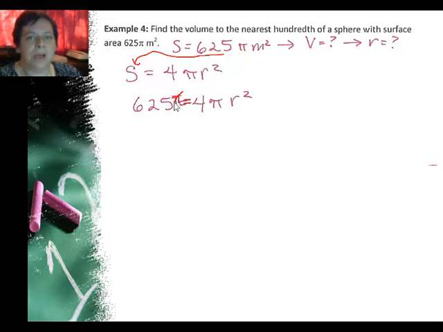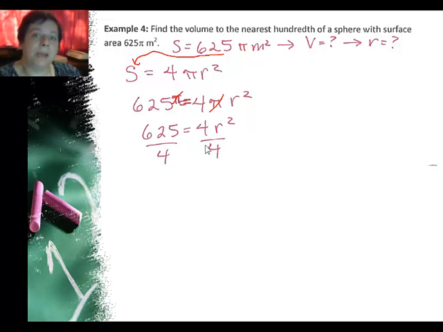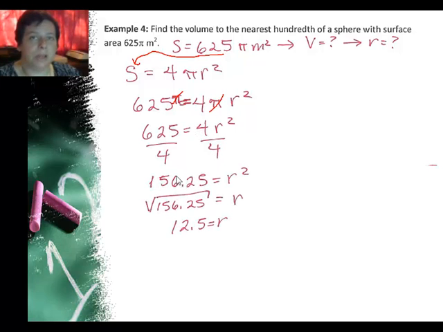Now these two pi's, I could divide both sides by pi, and they will cancel. So I'm going to get 625 equals 4r squared. Then I can divide both sides by 4, because I have 4 times r squared equals 625. Dividing by 4 tells me that r squared is 156 1/4. Now I can just find r by taking the square root, and I actually find out it's 12.5.